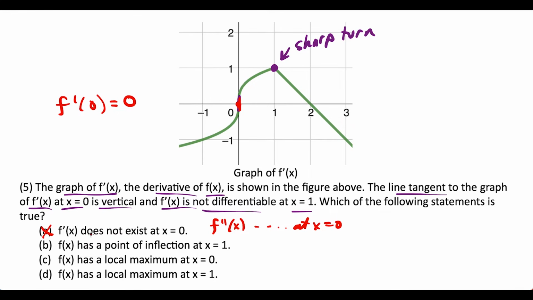Choice B, we have f has a point of inflection at x equals 1. So for this one here, you have to be very careful with how you interpret stuff. Just know point of inflection, what you should be thinking of is that f double prime changes signs. So we need a sign change in f double prime. This is a big idea.